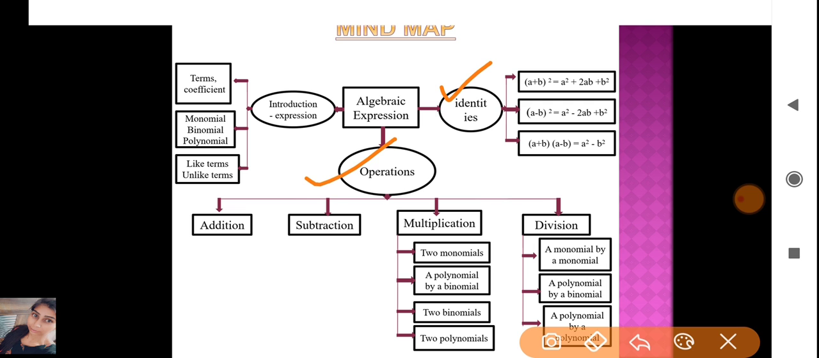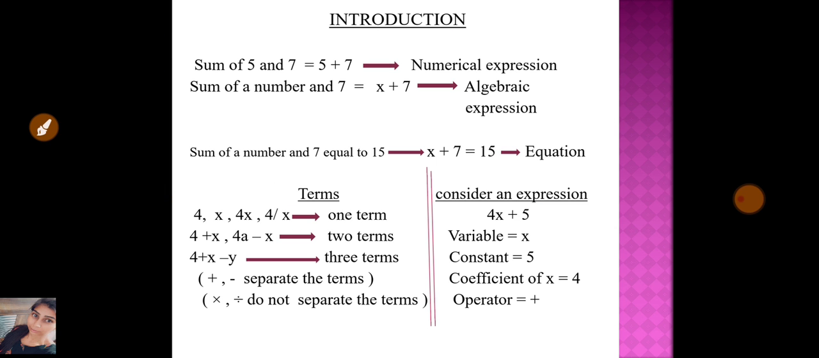But before we start, I want you to first understand the introduction part. These are the topics that I've circled here. I'm going to explain them first, and then we will start with the operations and identities part. So let us start with the first part, that is the introduction. First thing, I'm not going to give you any definition. I'm just going to explain the concept with the help of some examples.